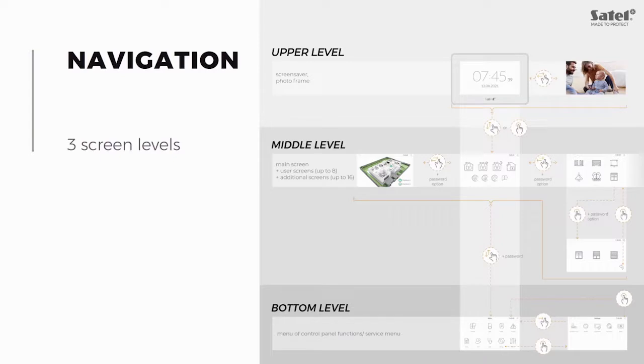And in the information icon here, for example, you can enter the contact details, so your client can quickly give you a call when in need. The middle level can consist of up to 24 screens, giving users access to all the system functions. The lower level features the control panel setting menu and the service menu.